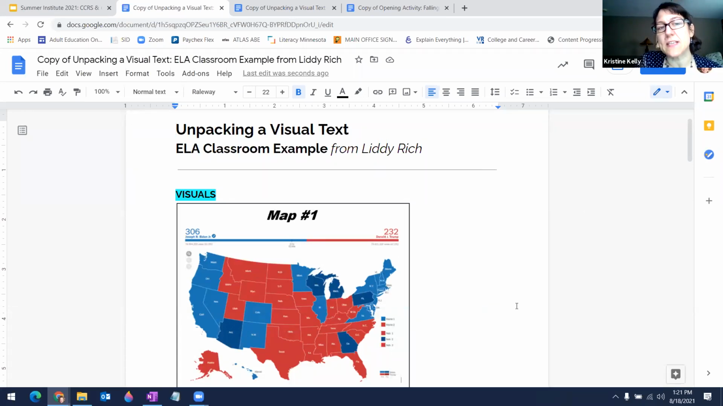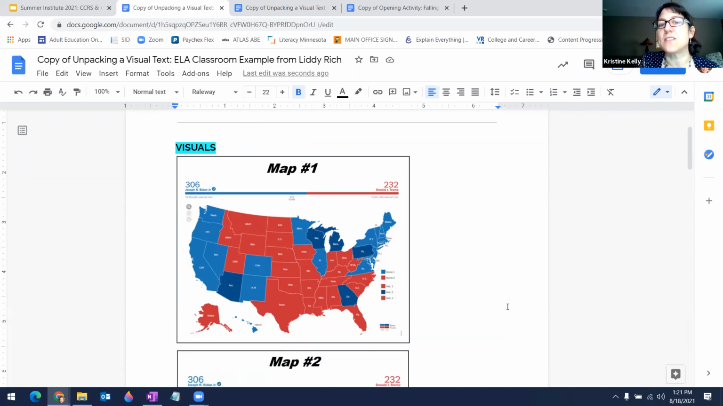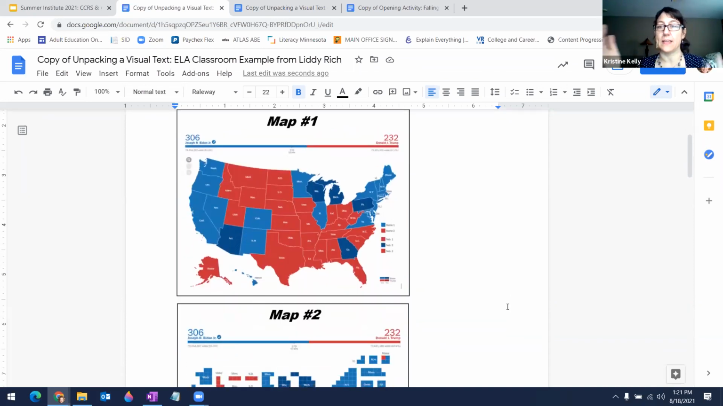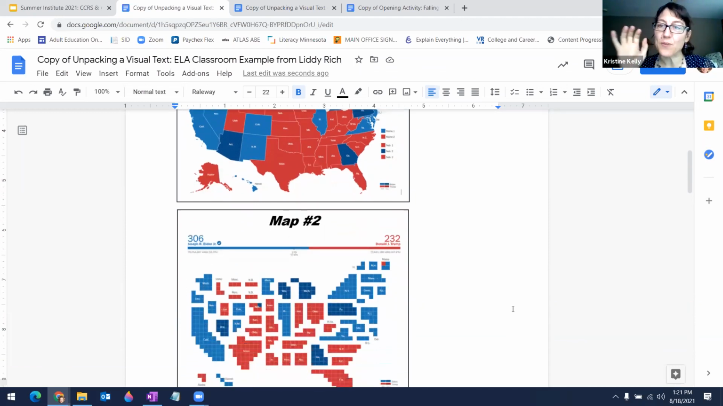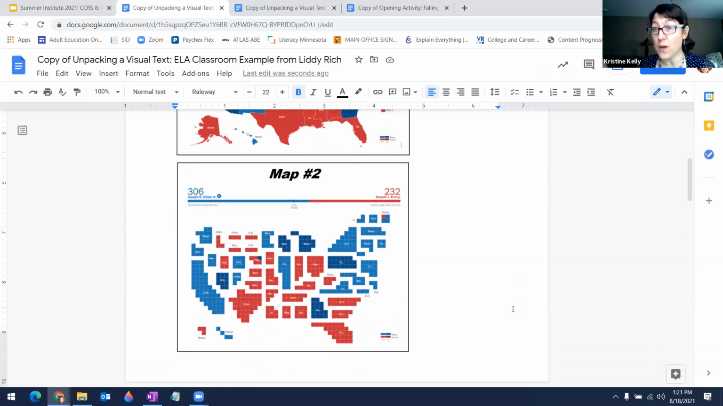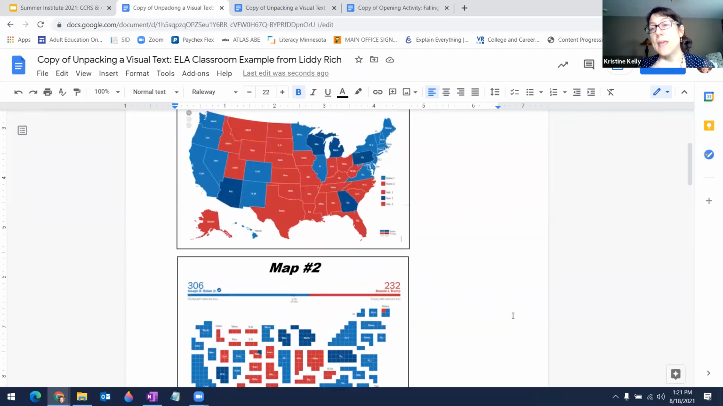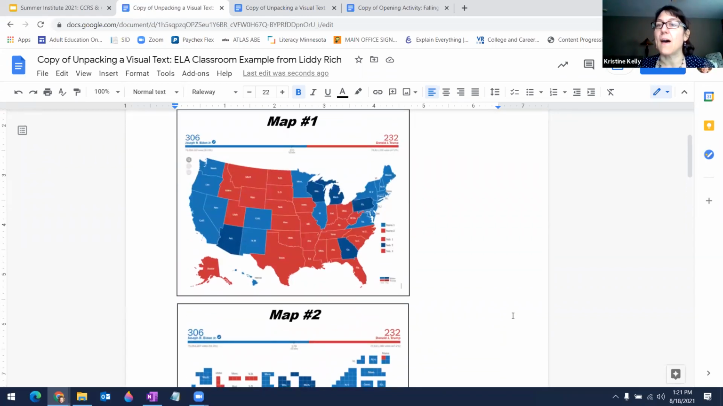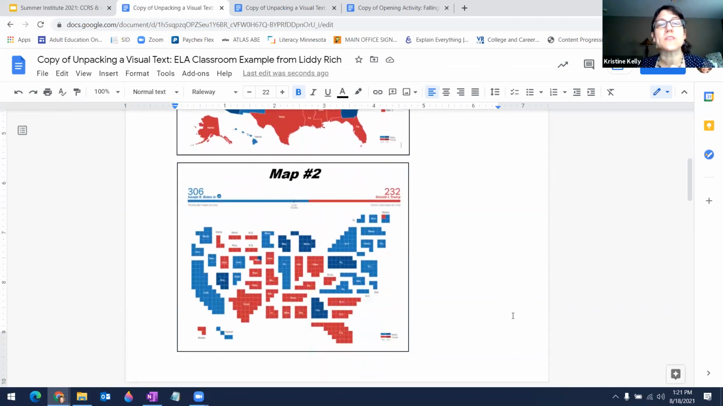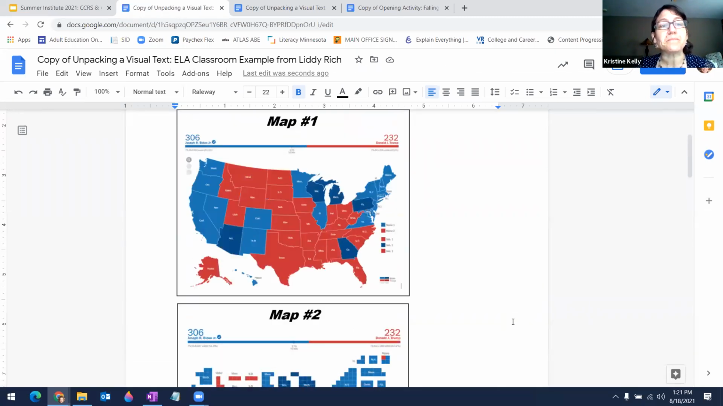The reason I love this is because this gets students looking at different ways, and this isn't necessarily all that Liddy intended. She had questions to go with it, but the idea of looking at different ways of presenting the same information, and why the writer made choices, and how those choices, especially how the text works, really can impact the meaning that we make from the visual. So the first visual here, if you go just to the map one, this is the Electoral College map.